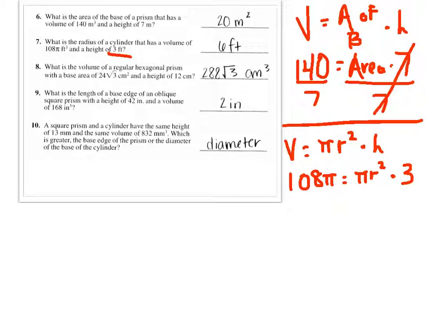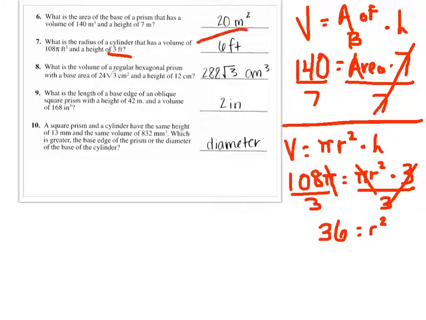At this point, I would divide by 3. I can recognize I have a pi on both sides, so that's going to cancel. 108 divided by 3 is, of course, 36. So 36 equals r squared. We square root 36 and we get 6, and that is our answer for number 7.